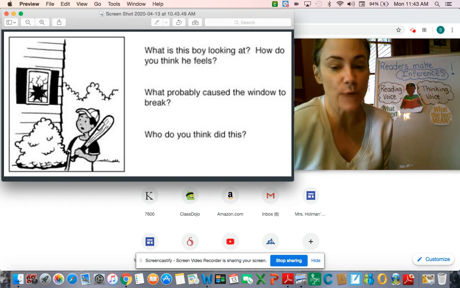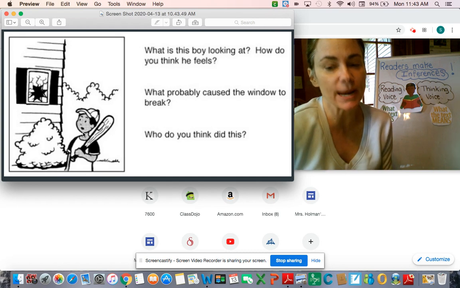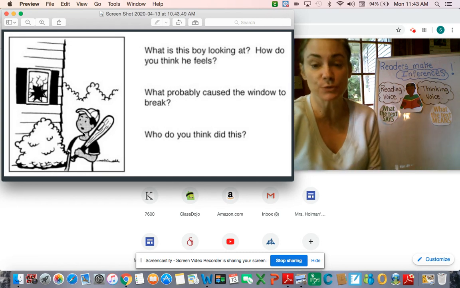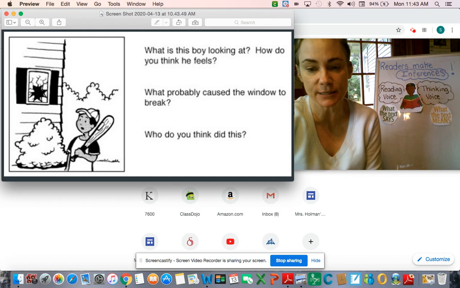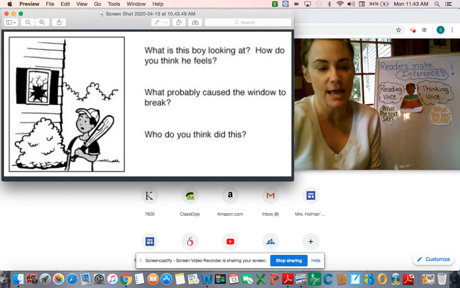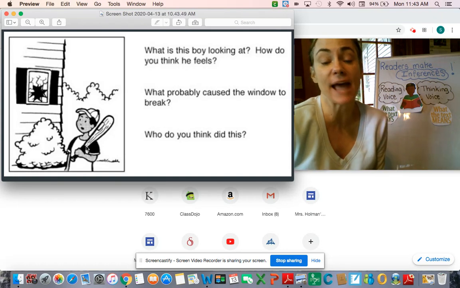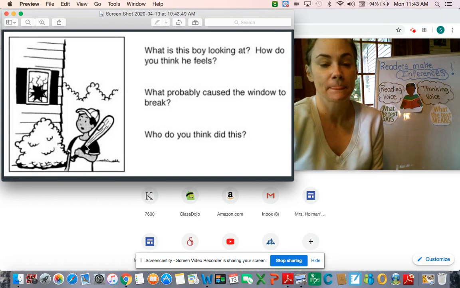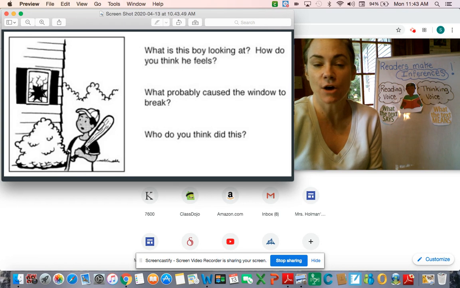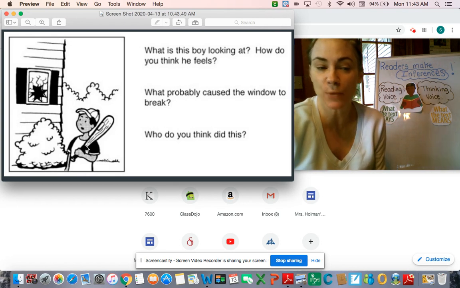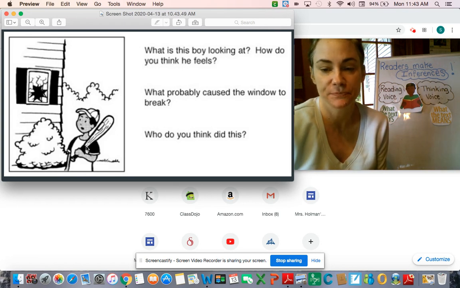What probably caused the window to break? Now, there's a couple of clues. Remember, I said that inferences is about finding clues. I notice that the boy is holding a bat. So, what do you think caused the window to break? You can tell somebody next to you or just think it in your own brain.